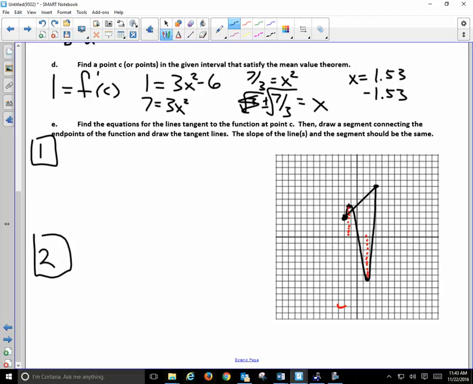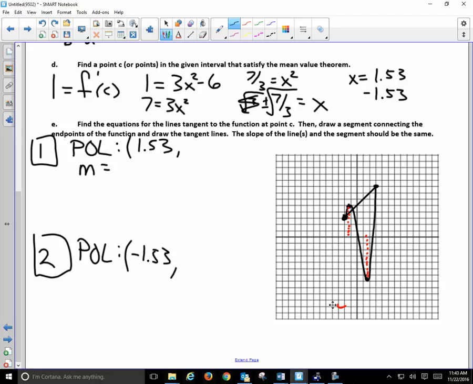All right, we've got line 1. We've got line 2. You guys right here are going to find the equation for line 1. You guys right here, you're going to find the equation for line 2. In order to find the equation for a line, we need a point on the line, and we need our slope. Now, you guys right here are going to do the x value 1.53, and you guys over here are going to do the x value negative 1.53.